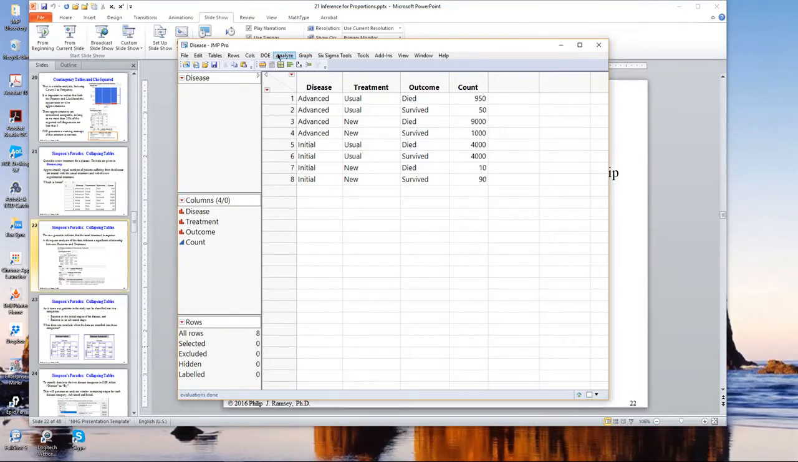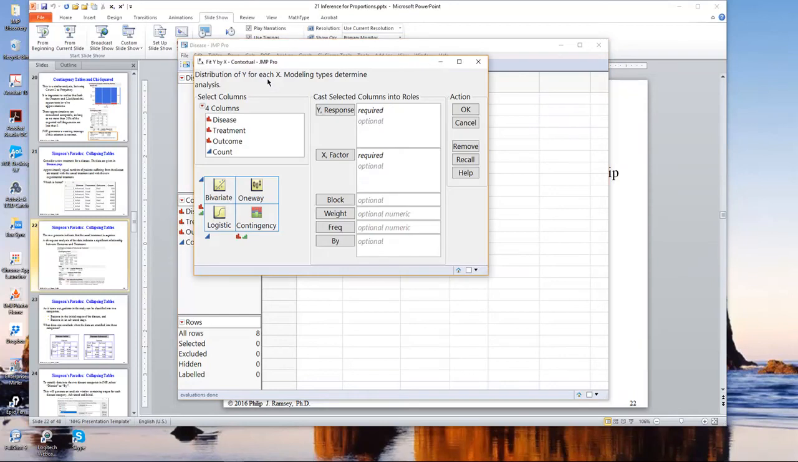So I'm going back to fit y by x. I'll hit recall. But notice the by box. I'm going to do the analysis by disease. So I'm going to do it for initial and advanced. I'm going to do a separate analysis and then see under those conditions how the treatments relate to the outcomes.